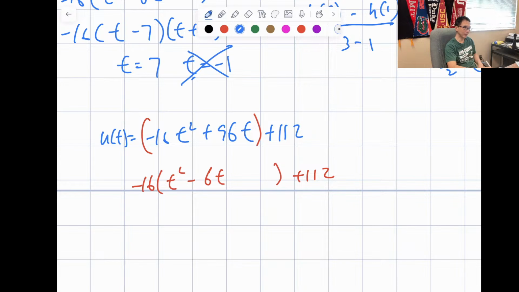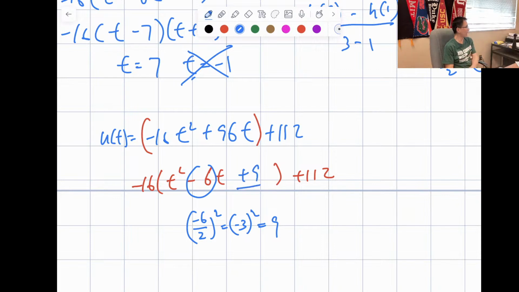So I take the middle term, which is negative 6, divided by 2, squared. So it'll be negative 3 squared, which is equal to 9. So I'm adding 9 here. Am I really gaining 9? What am I gaining? 144. You lost 144. You're not gaining, you are losing.